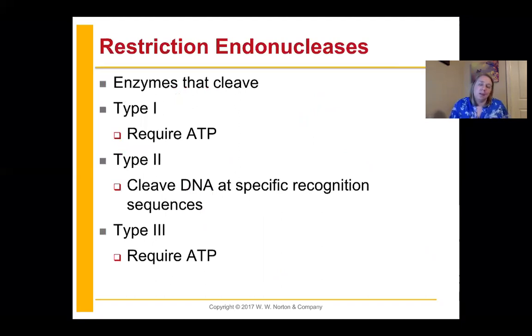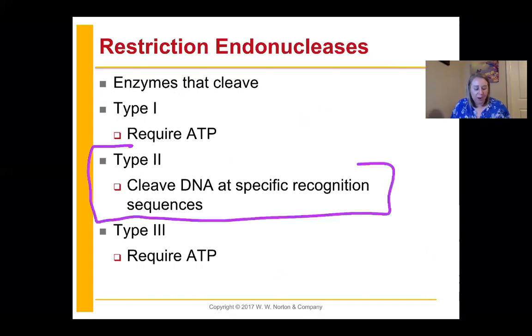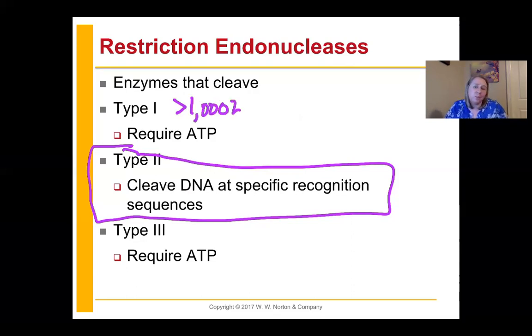So we need to talk about those restriction enzymes that we use to cut the plasmid and the DNA. There are three kinds: type 1, type 2, and type 3. Type 2 is what we use in cloning. Type 1 and type 3 both require ATP, and they don't cleave at specific recognition sites. So with type 1, if you have this site, the enzyme is going to cut 1,000 base pairs away from where you want it to. It's not specific.